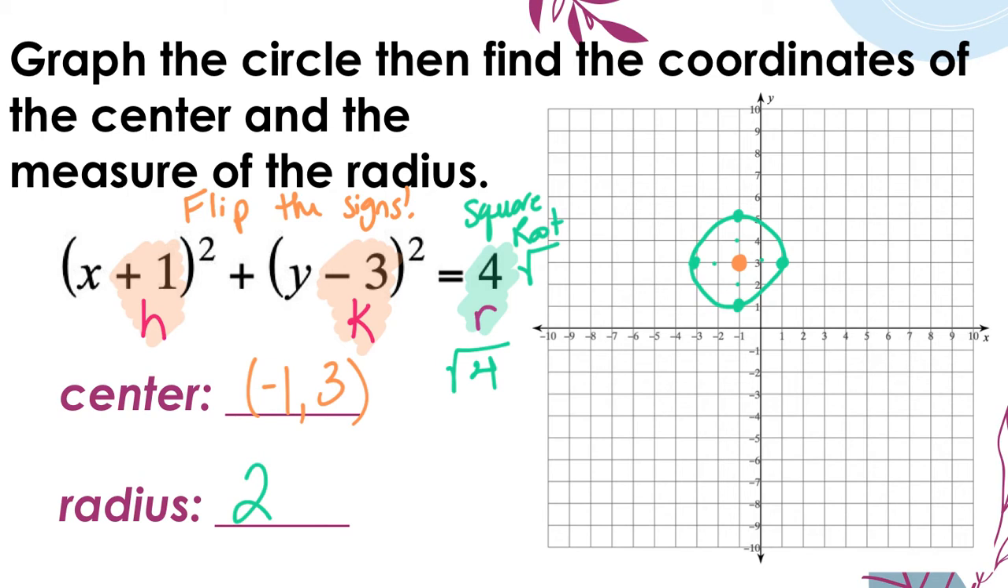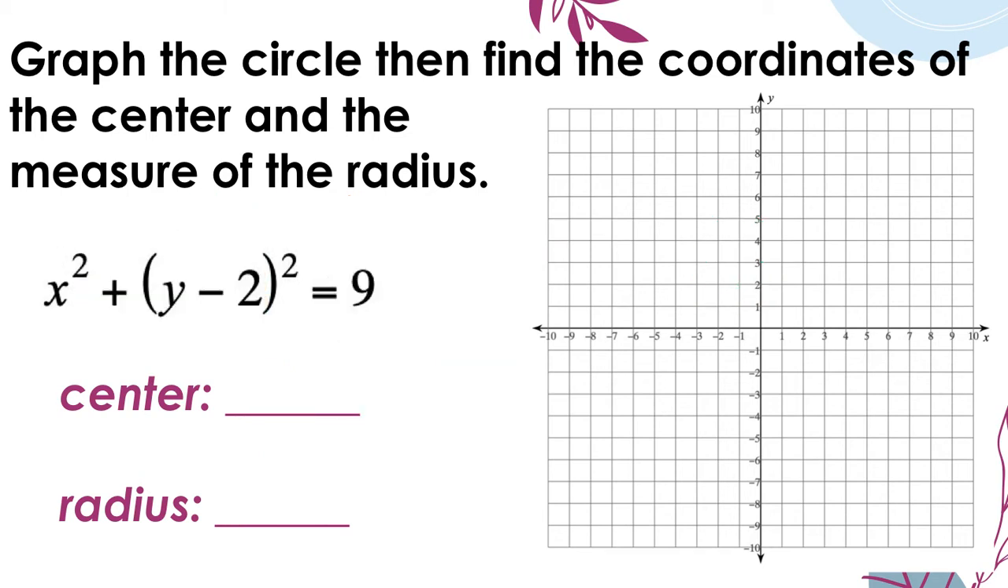So let's try another one. This time I have x squared plus y minus 2 quantity squared equals 9. I know that if I just see x squared, that's the same thing as x plus 0 squared. So my h comes from that 0, my k comes from the -2, and my r comes from the 9. So my center is going to be 0. Can't flip that sign because 0 isn't positive or negative. And then that -2 is going to become positive. So my center is at 0, 2.